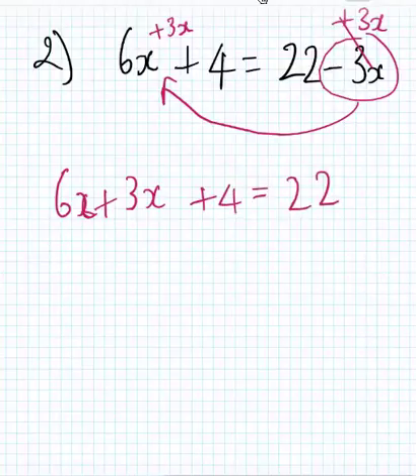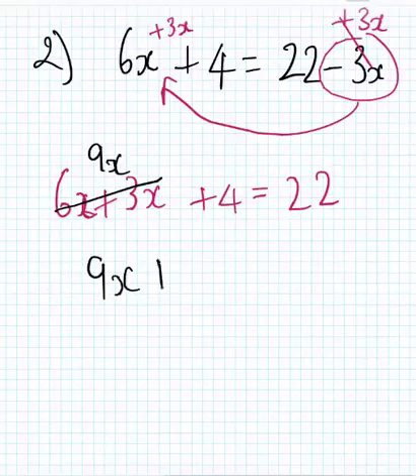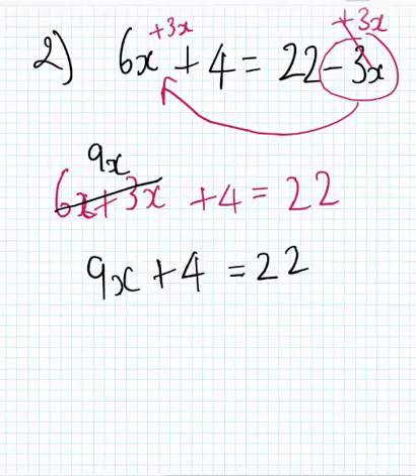And now simplify your x's. 6x plus 3x is 9x. And we end up having 9x plus 4 equals 22. And now all we have to do is solve for x. We know there are two steps, the 9 and the 4 must go, and we know the plus 4 goes first because it's the furthest away from the x.